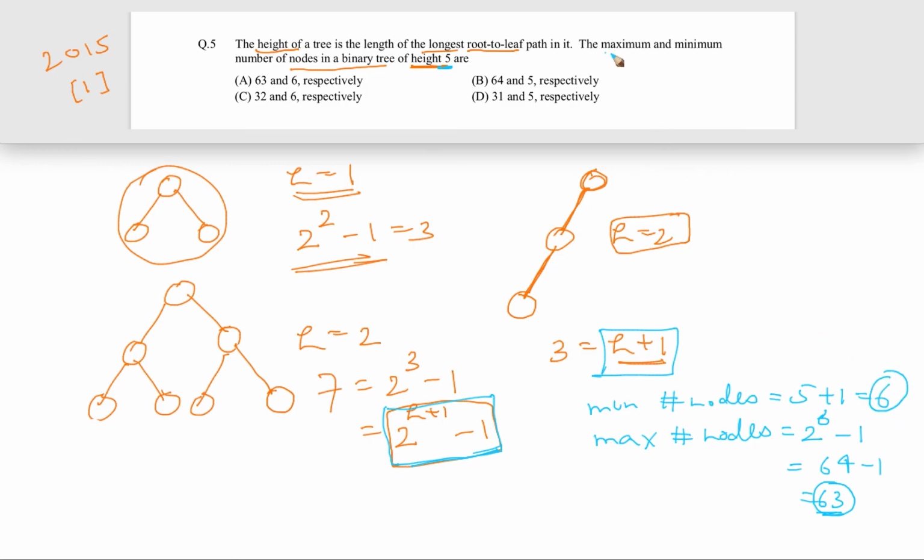So 63 is the maximum number of nodes and 6 is the minimum number of nodes. They are asking for maximum and minimum nodes, so 63 and 6 respectively is our answer. 63 and 6 respectively. So A is the answer.